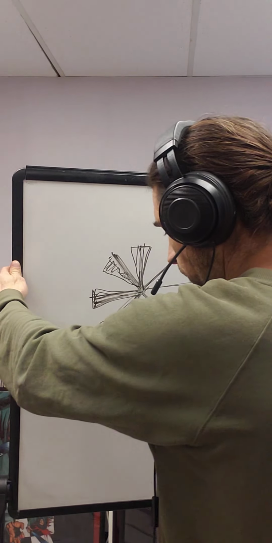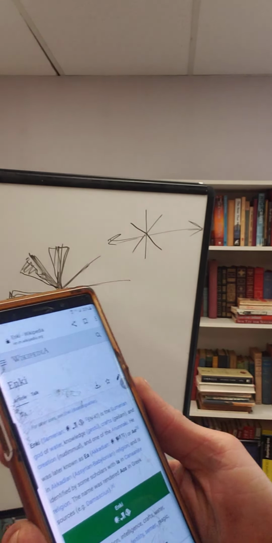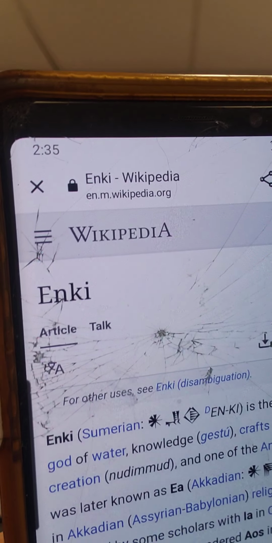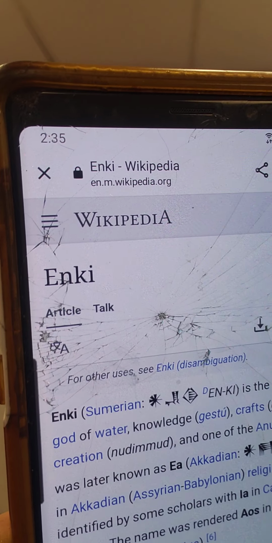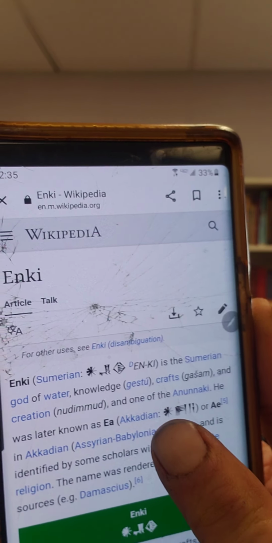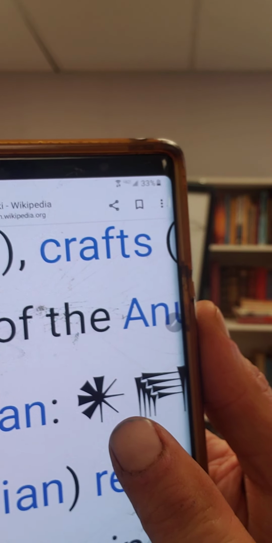Okay, I'm about to rip this up just so you know. So when we get into the Sumerian god of creation, that is taken from Wikipedia, Enki, which we can also see Nike in there. That symbol right there. See if I make this bigger here. So now we see this symbol.